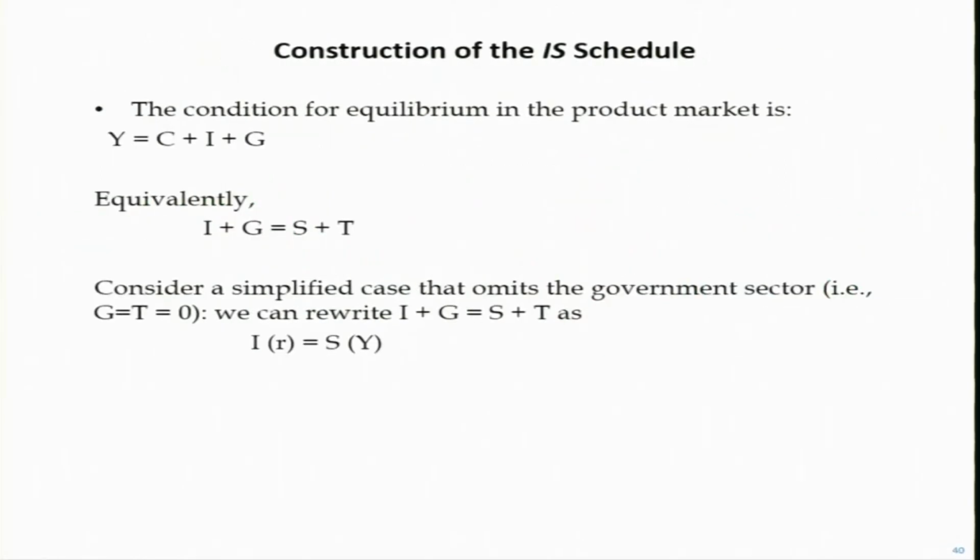So, let us start the construction of the IS schedule. The condition for equilibrium in the product market is that aggregate demand is equal to C plus I plus G, and equivalently, we have already seen that aggregate supply is equal to aggregate demand, where aggregate demand is C plus I plus G and aggregate supply is equal to C plus S plus T.